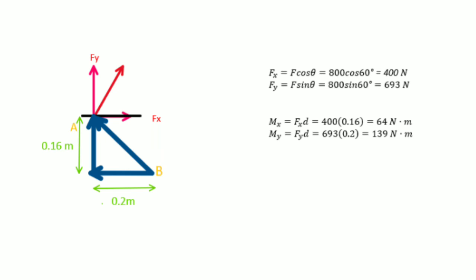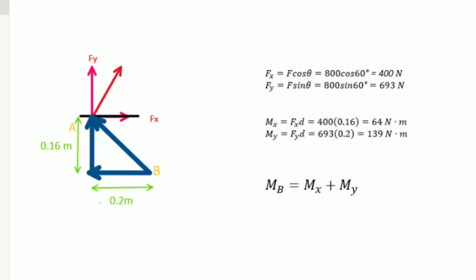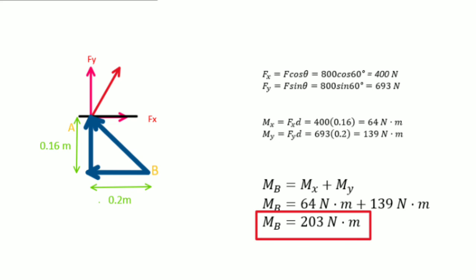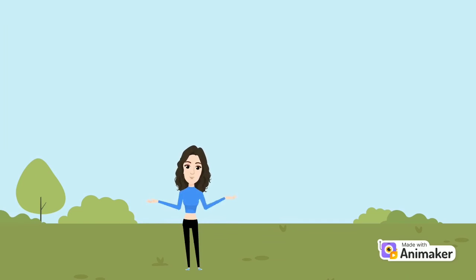Since we already have the moment of each component, we can now calculate the moment about point B by adding the moment of x and y component. So 64 Newton meter plus 139 Newton meter is equal to 203 Newton meter, clockwise direction. And there you have it, problem solved. Always remember that when solving the moment, don't forget to write the direction.